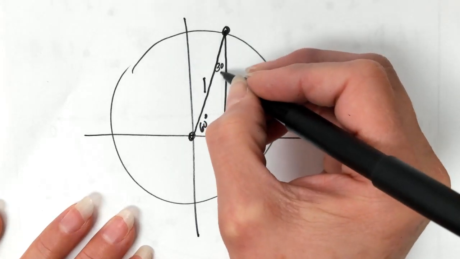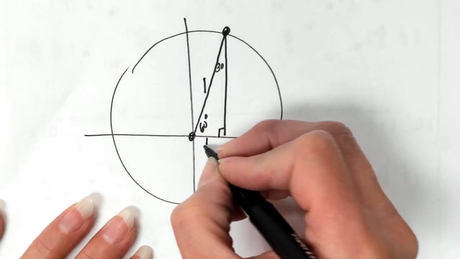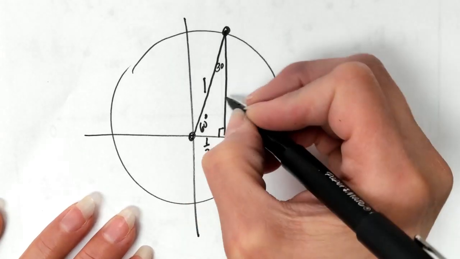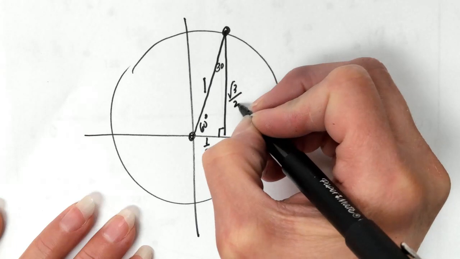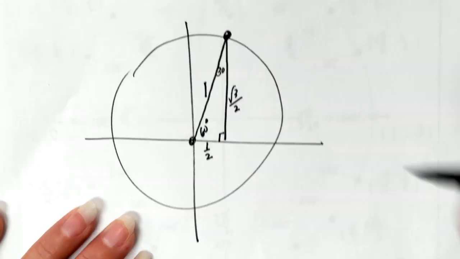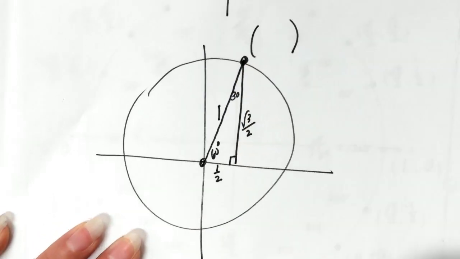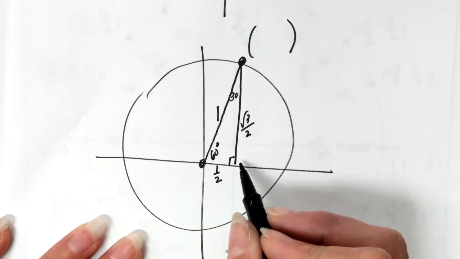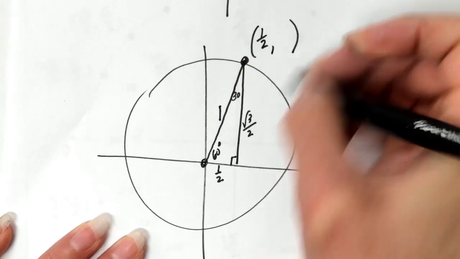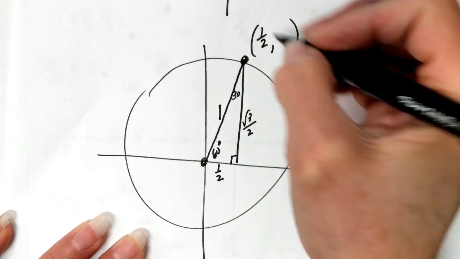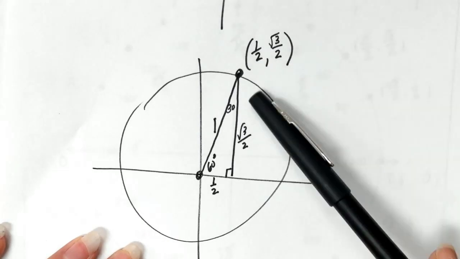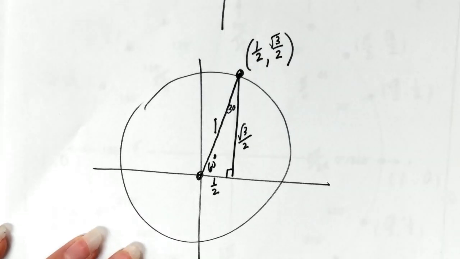Then because the 30 is the short leg, 1/2 would be here. And then the other one would be the radical 3/2. So if we're looking at a 60, it really traveled out the x-axis only 1/2. And it traveled up the y a radical 3/2. And these are your answers for the 60.